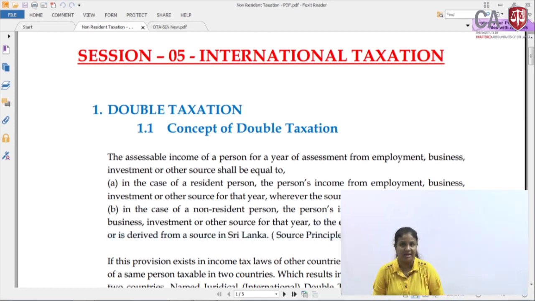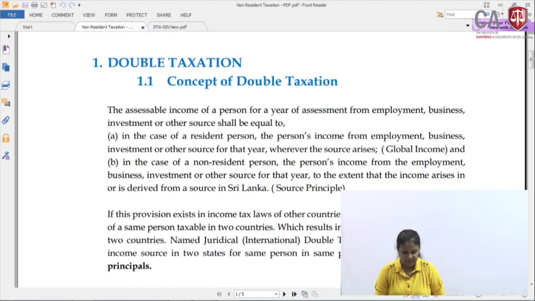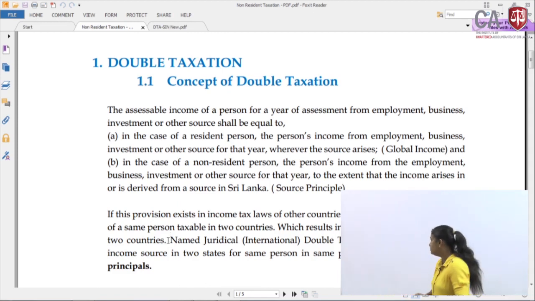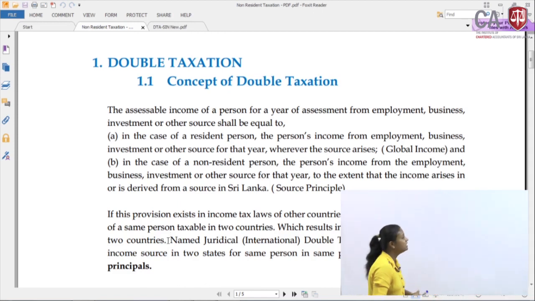To avoid that, what can we do? Come to this. If the source principle and the global income principle both exist in the income tax laws of other countries, the profit and income of the same person is taxed in two countries, which results in one person having to pay tax in two countries. Okay, how will this happen?